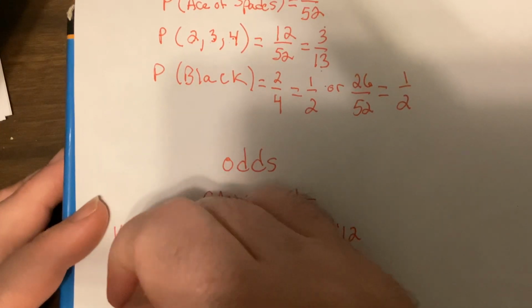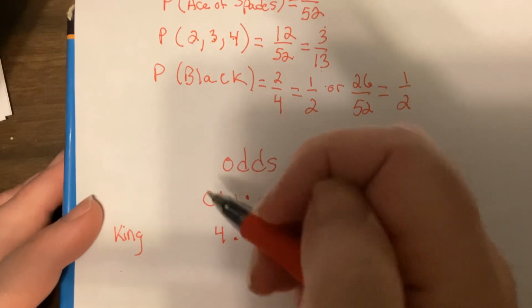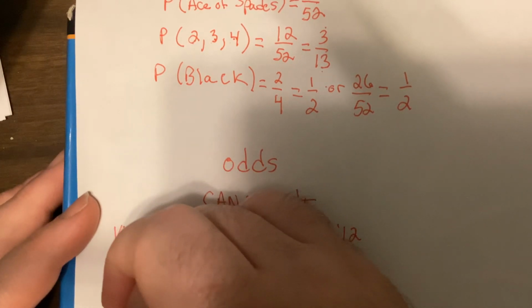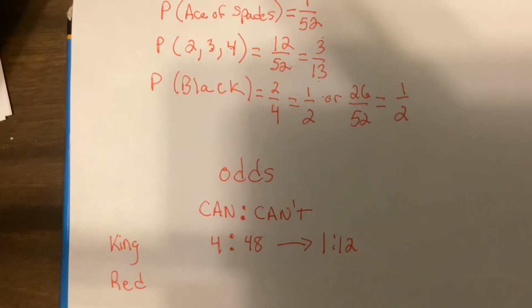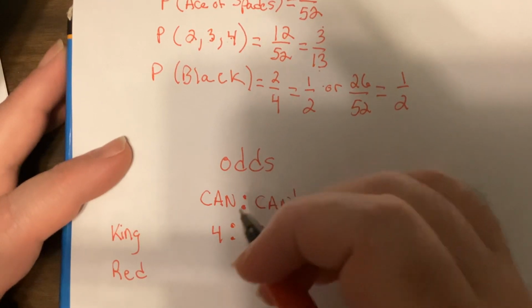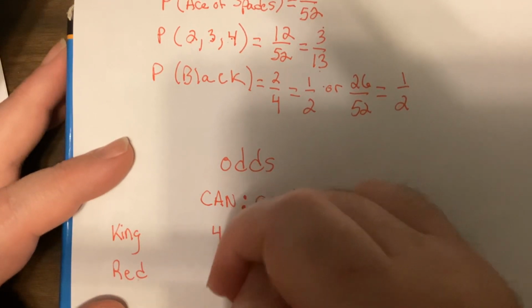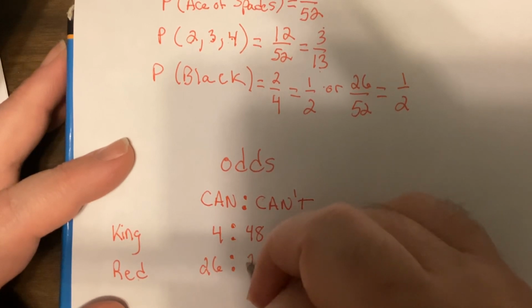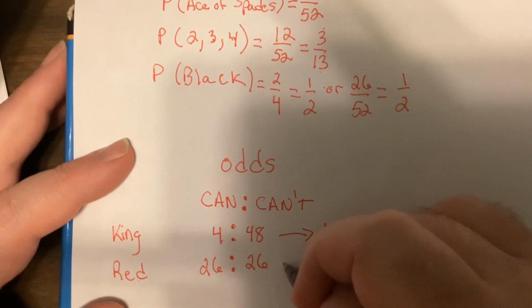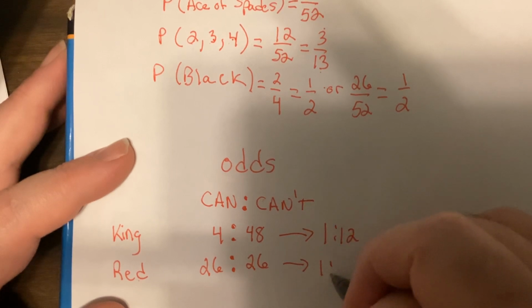So if I said, what are the odds of pulling a red? Well, see if you can figure that one out right now for me, please, and then turn me back on. So you'd say there's 26 red cards and there's 26 non-red cards. So it'd be 1 to 1.